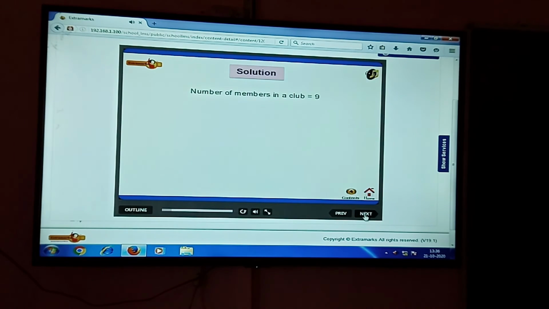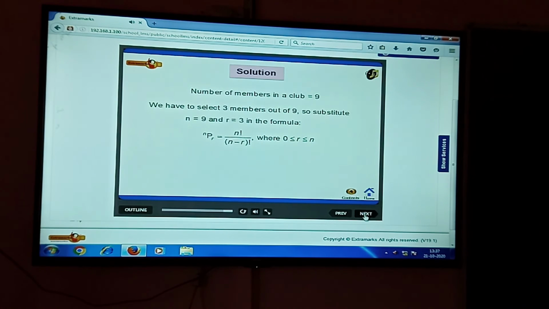Solution. Number of members in the club is equal to 9. We have to select 3 members out of 9. Substitute n equal to 9 and r equal to 3 in the following formula and solve it further. We get the result as 504. Hence, there are 504 possible ways in which a president, vice president, and a secretary can be chosen from the members of the club.